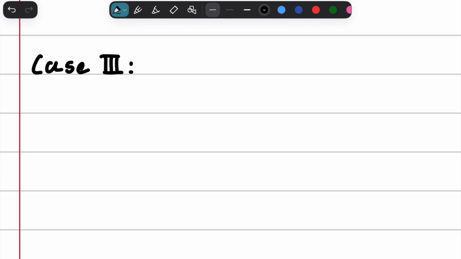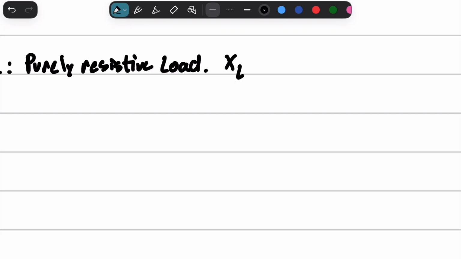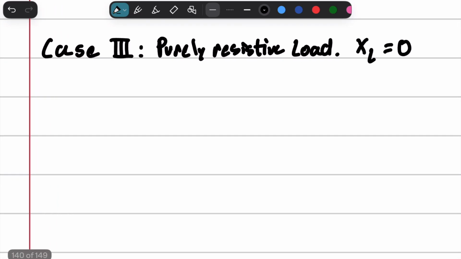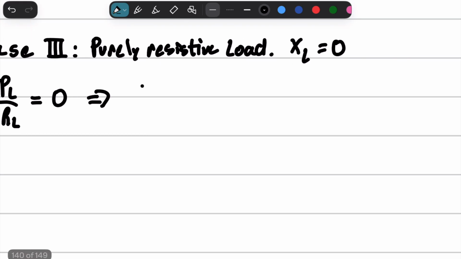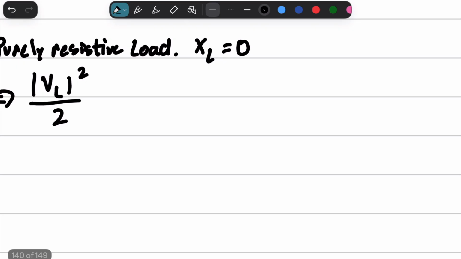Case 3. Case 3 is a purely resistive load. That means that XL is equal to 0. Once again, we're going to be taking a derivative with respect to RL and setting it equal to 0. Once again, we're going to go through all of the steps, and I'm just going to quickly go through this. We're going to take that derivative.